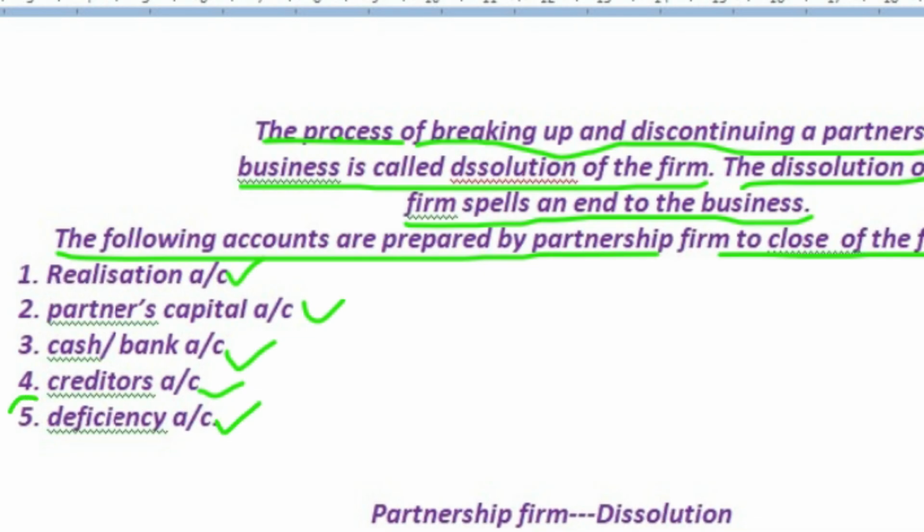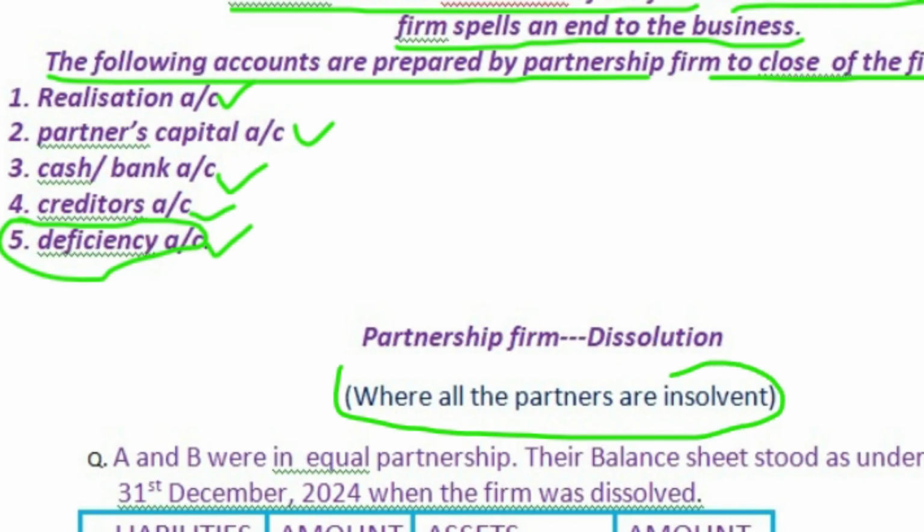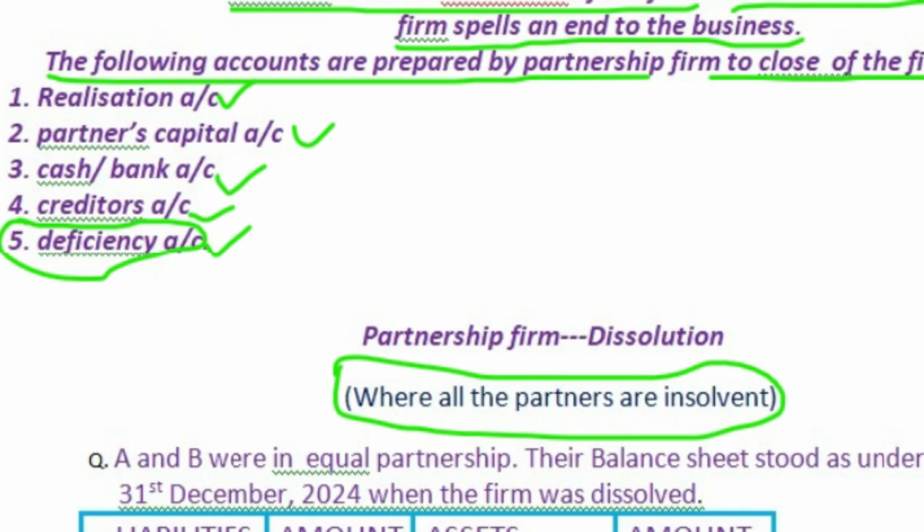This extra account, called the deficiency account, is prepared where all the partners are insolvent, especially when there is a loss and there is a liability payable to creditors, bankers or other moneylenders, which was taken by the partnership firm for carrying on its business operations. The firm must now repay the loan taken, and if the loan is not fully paid and there is a shortfall in payment due to non-availability of cash in the business, then insolvency happens and the deficiency account is prepared.